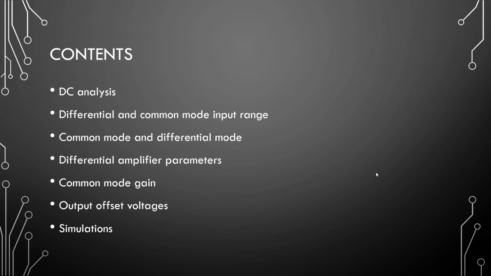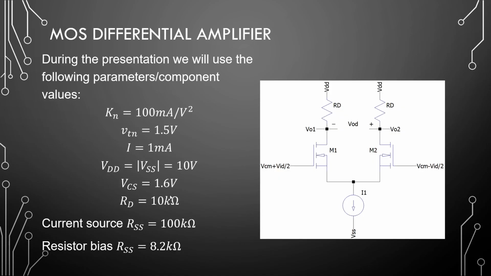In this video we will have a look at the DC analysis of one of these amplifiers, the differential and common mode input ranges, common mode and differential mode. We will look at the gains, output impedances, input impedances, etc. Then a little bit on the output offset voltages, and lastly we will look at some simulations of what we do in the analysis.